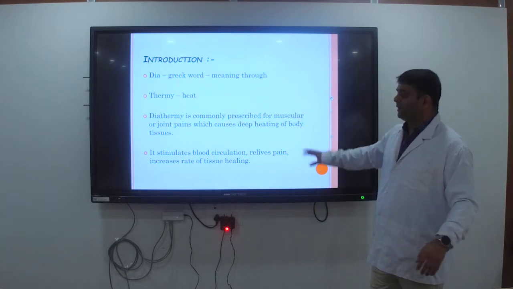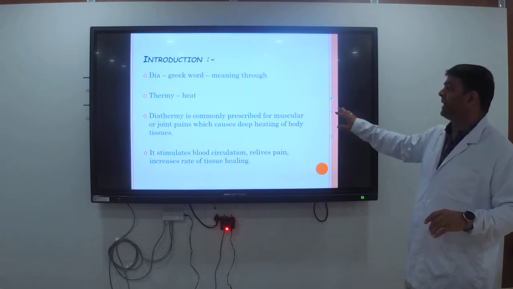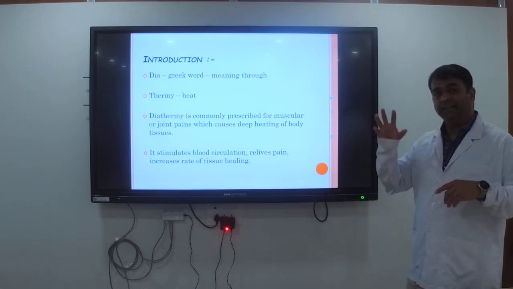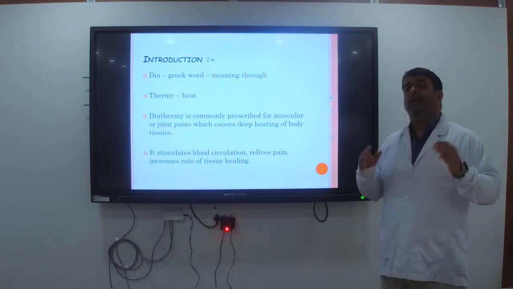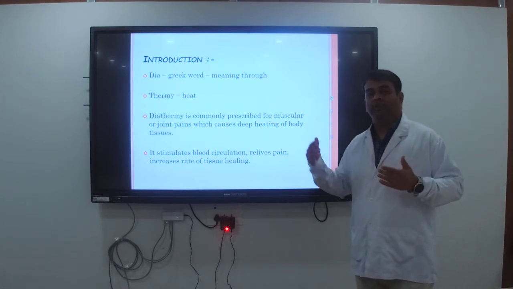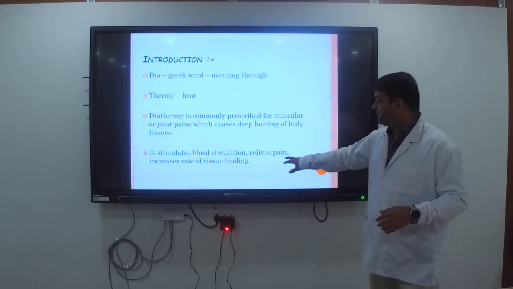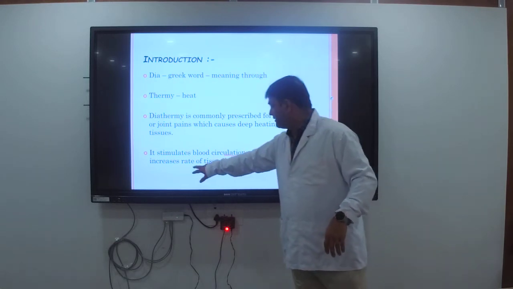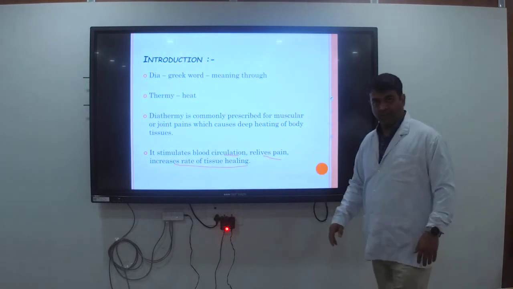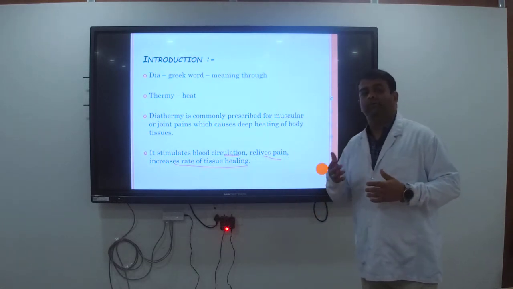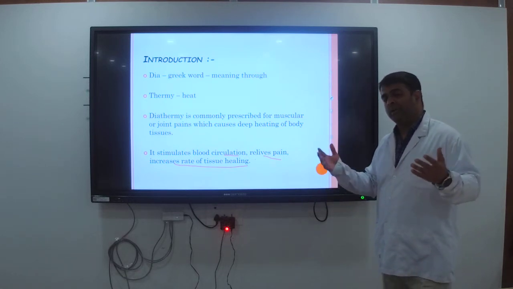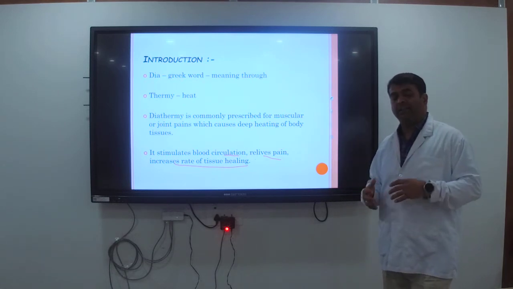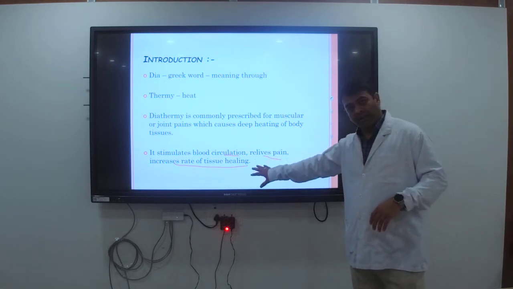Now where is diathermy commonly used? Diathermy is commonly prescribed for muscular or joint pains, which causes deep heating of the body tissues. What happens with the deep heating of body tissues is it stimulates blood circulation, it relieves pain, and it increases the rate of healing. So when you heat any muscles or a body tissue, the nutritional content to that area increases, plus due to heat the pain gets relaxed, the inflammation comes down, and the tissue starts healing.